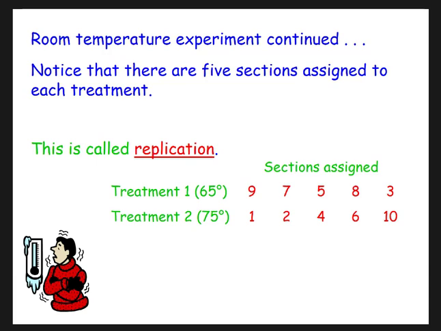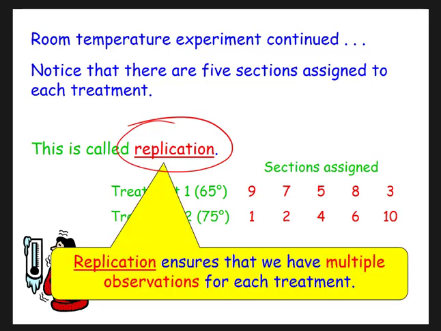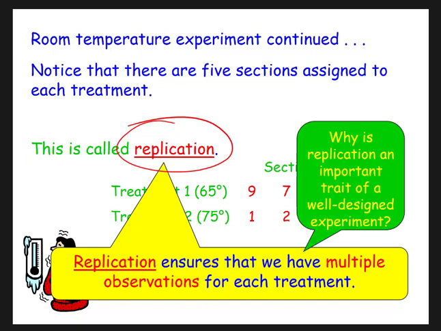Notice there are 5 assigned to each treatment. And of course, none are assigned to both treatments because they have to be separated. This is called replication. Each treatment is being tested more than once. Multiple observations for each treatment. Why is replication an important trait of a well-designed experiment?